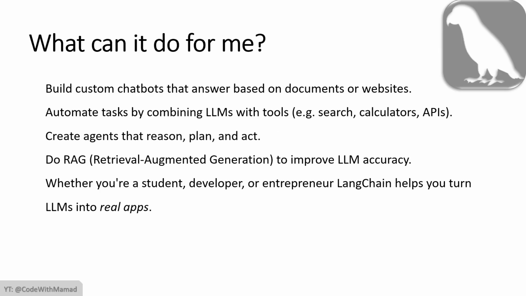What it can do for me. Okay, we could use different tools like search, calculators, or any sort of API to create more complex things that usually we call agents. They reason, plan, and act on the data we provide them. We could do RAG, retrieval augmented generation, to get more accurate data or more scoped conversation out of LLMs, and almost anything for real world apps.